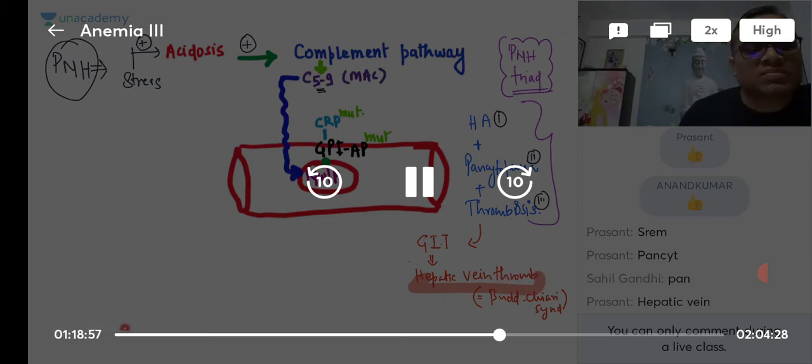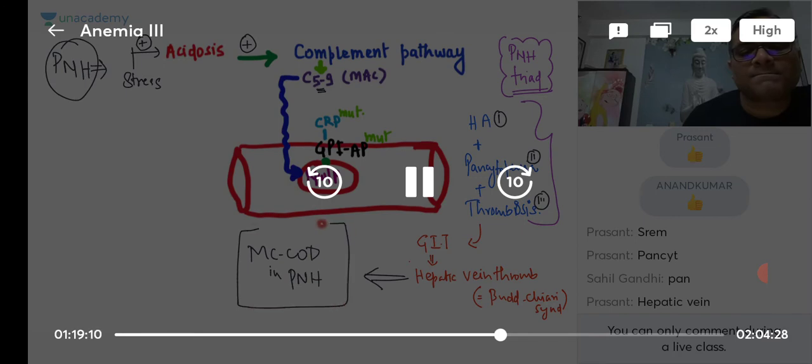And remember, hepatic vein thrombosis is also the most common cause of death in PNH. So the most common cause of death in a PNH patient is hepatic vein thrombosis. Clear? Done. Everybody? Right.